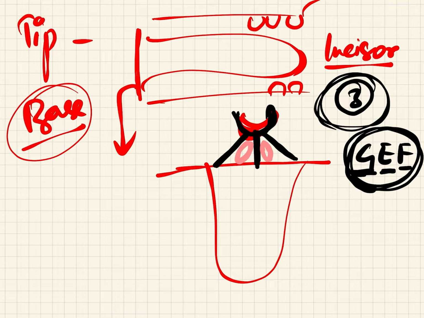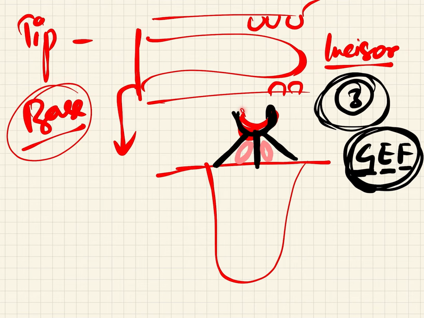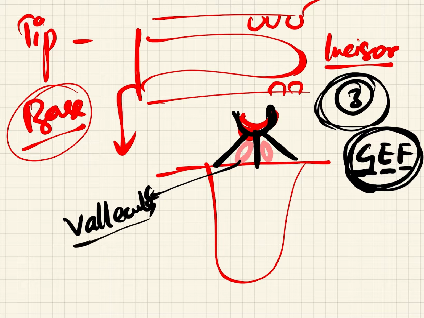Once again, the tip is directed forward and related to the incisor teeth, and the base is directed backward and related to the epiglottis, connected to it by means of three folds called the glossoepiglottic folds. There are three in number, one median and two lateral. On either side of the median glossoepiglottic fold, you'll have a depression called the vallecule, or valleculae. So this is about the base.